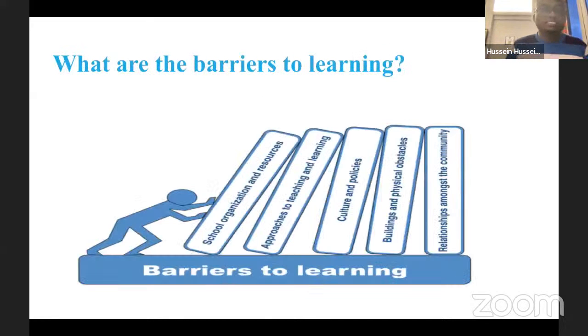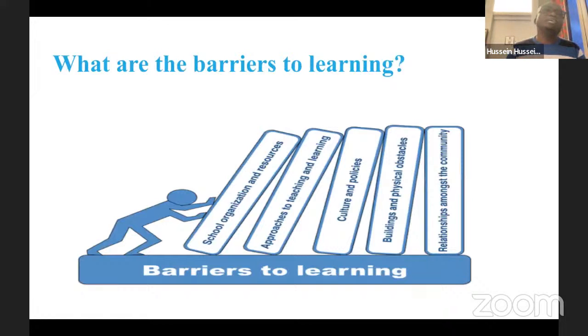So we know that during the process of teaching and learning, there are some barriers. So what are the barriers to learning? Barriers to learning include school organization and resources. Sometimes the school may be a barrier because they don't provide a clear way, or they don't provide the kind of services required by people with special needs.